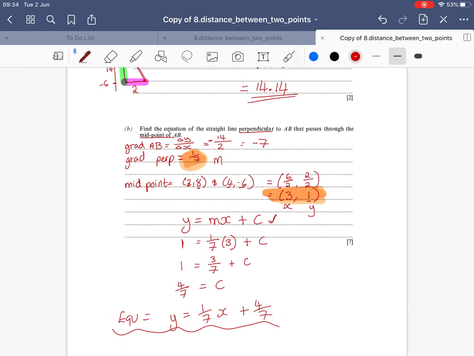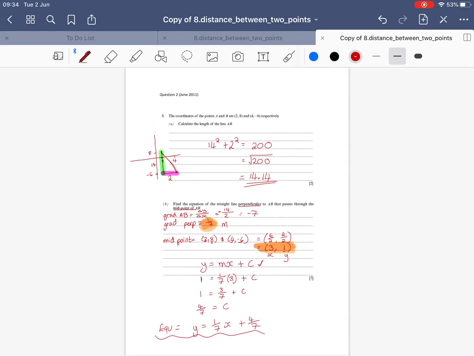7 marks. See, all we did was do a gradient, we did a midpoint, we put it into y equals mx plus c. Super easy. Okay, so don't forget to do those points.